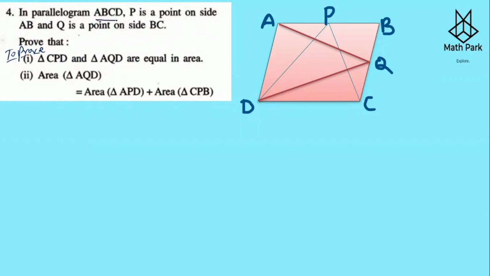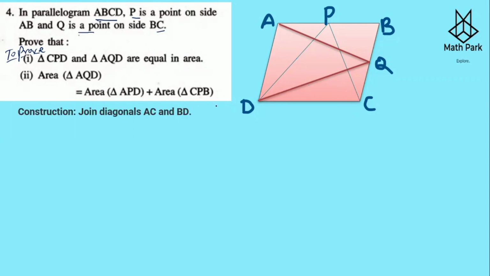You are given a parallelogram ABCD. P is a point on side AB and Q is the point on side BC. You have to prove that triangles CPD and CQD and triangle AQD are equal in area.